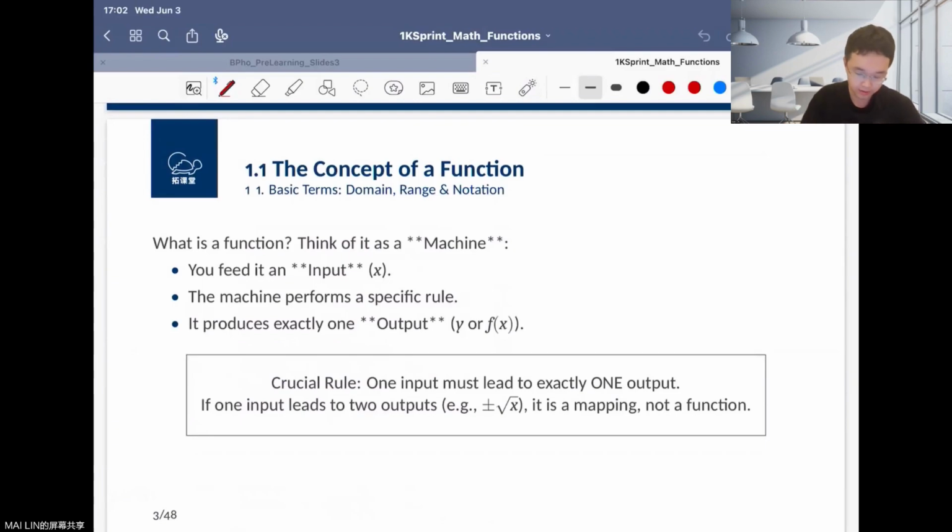Because it produces exactly one output, we can write that as y or f(x), okay? So we can consider, for example, positive negative square root x: at the very beginning, x is an input, and after the function, it forms positive negative square root x, okay? That is how we can understand it.